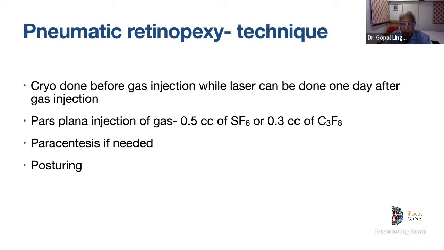So technique involves, if you're using cryopexy, you first do cryopexy and then inject gas. But if you're doing laser, you obviously inject gas first, let the retina reattach and then do laser, because you cannot do laser in a detached retina. Well, cryo you can still do in a detached retina. In fact, using cryopexy helps in softening the eye and enabling injection of the gas without too much worry about raised intraocular pressure. And then you inject the gas bubble, either 0.5 cc of SF6 or 0.3 cc of C3F8. You do paracentesis if needed.